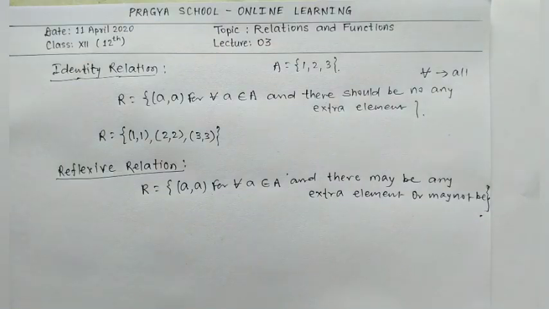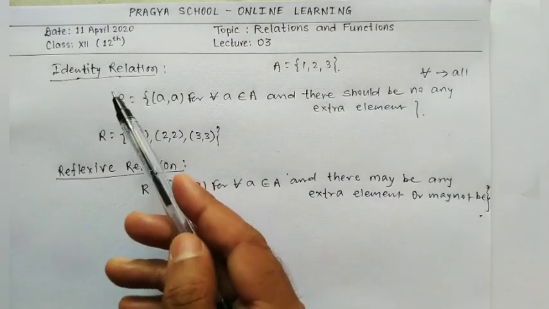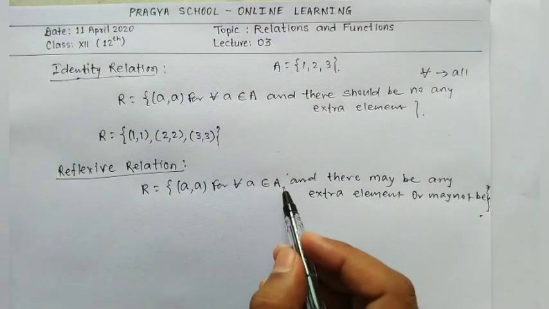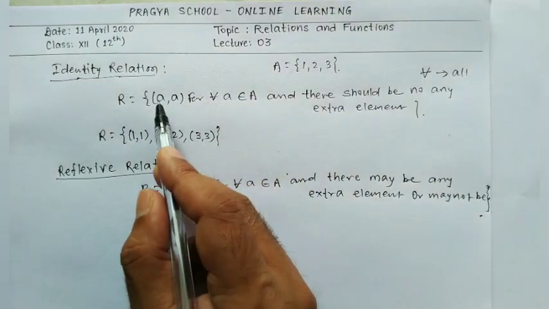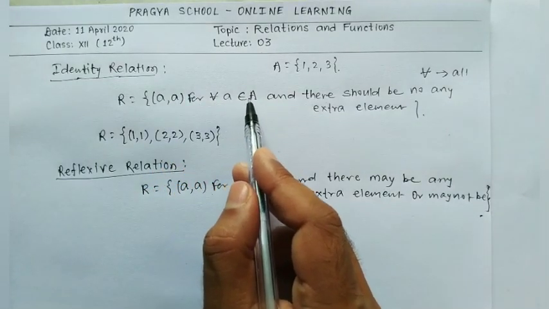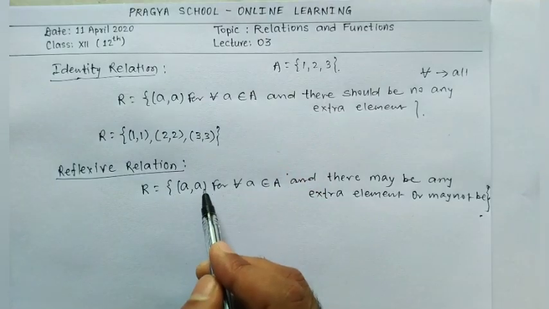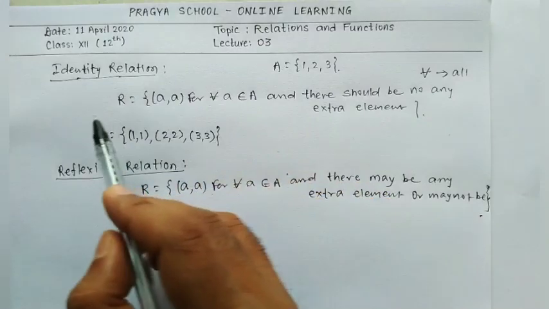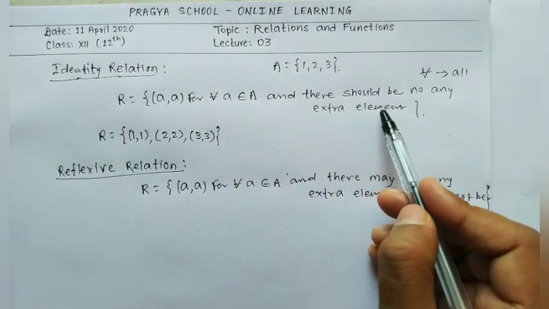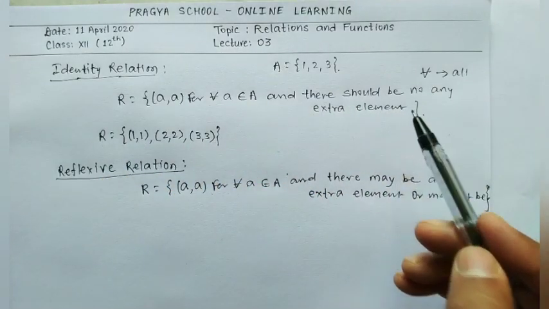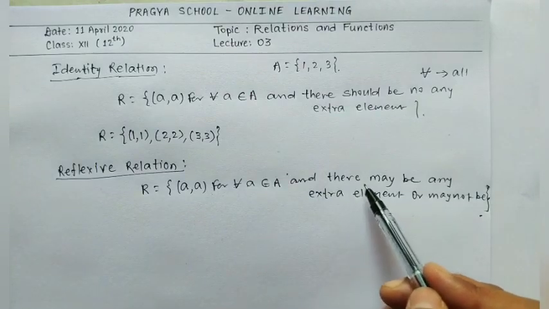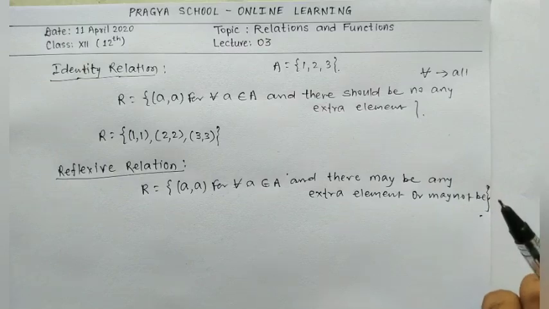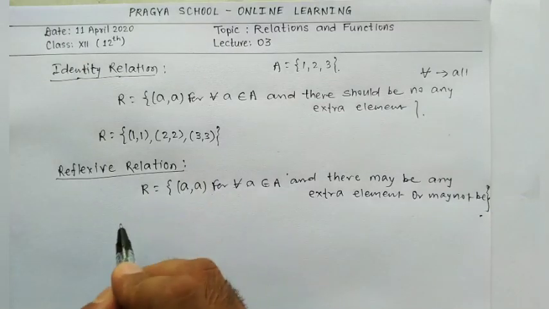What is the basic difference between the identity relation and the reflexive relation? Up to this point, both are the same: (A, A) for all A belongs to capital A. But after this, in the identity relation, there should be no extra element, while in the reflexive relation there may be any extra element or may not be.